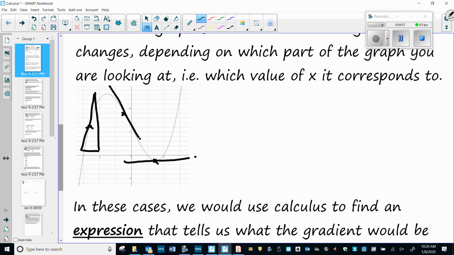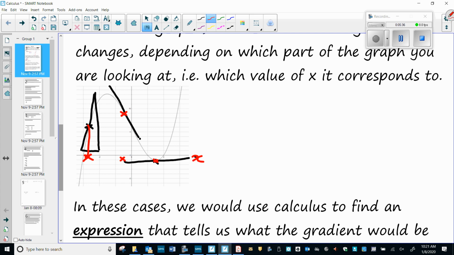So, I talked about what the gradient was at this point and this point. Now, these points are all relating to the value of x that is attached to it. So we would say, what's the gradient of the function when x is this value? What's the gradient of the function when x is this value? So it's always talking about the value of x and the gradient of the function at that point.